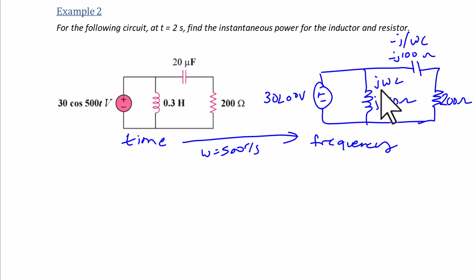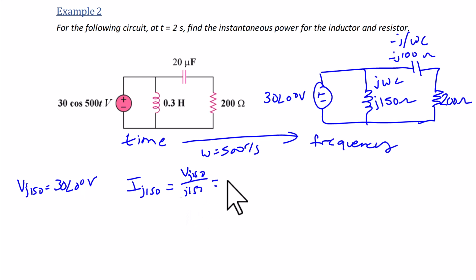So the first thing we're going to find is the voltage across the inductor, which is in parallel with the voltage source. So it's 30 with an angle of 0 degrees. And the current through the inductor is V over j 150. So the current through the inductor is given by 0.2 with an angle of negative 90 degrees.